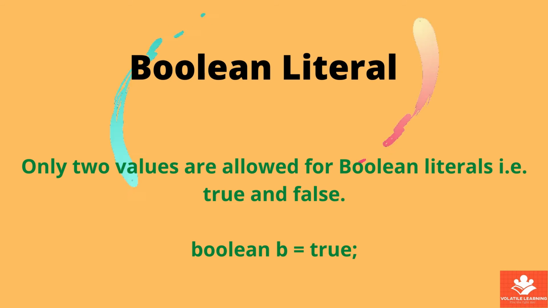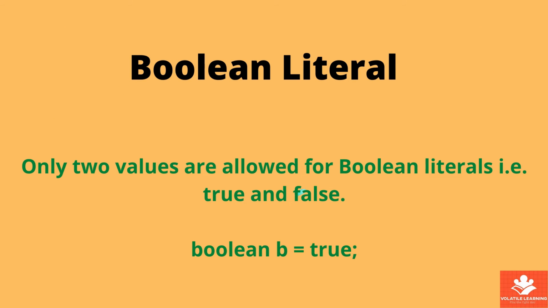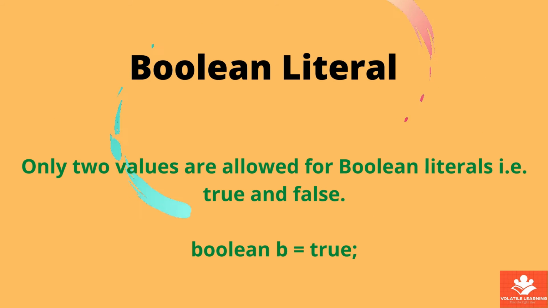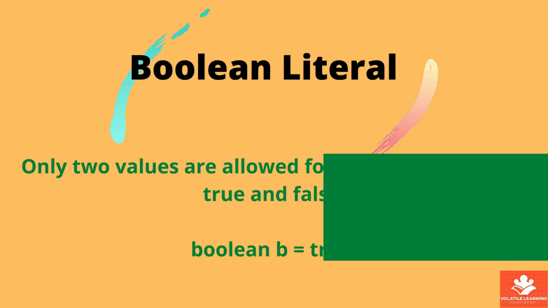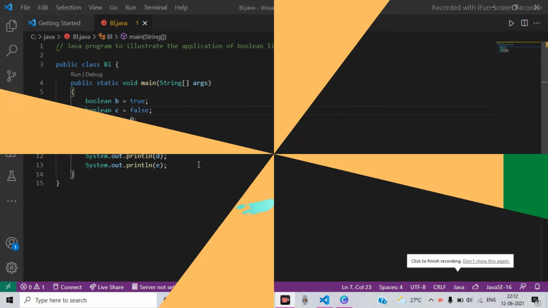And finally, the last type of literal is Boolean literal, wherein only two values are allowed. Either it can be true or it can be false. For example, boolean b is equal to true, wherein a value true is assigned to the variable b, which is of a data type boolean, and true is called a Boolean literal.